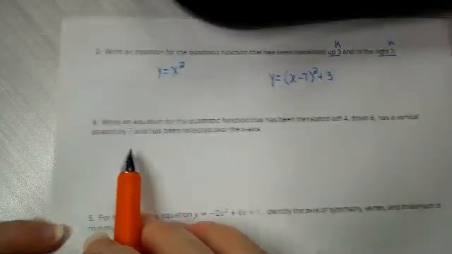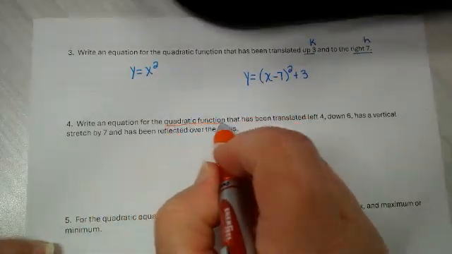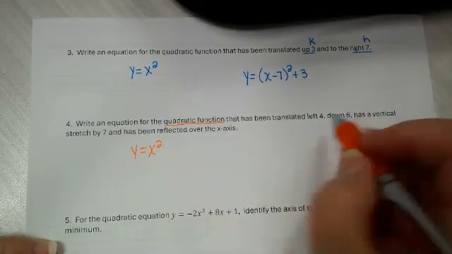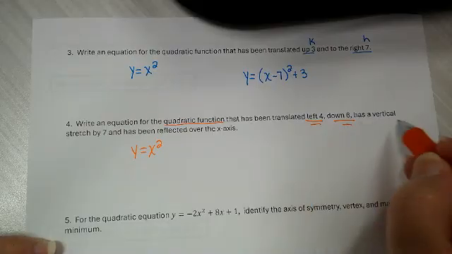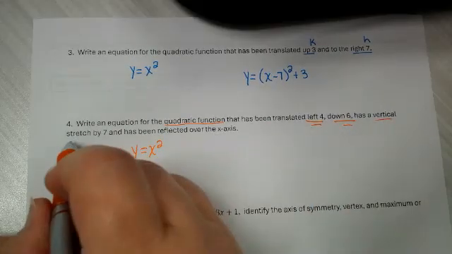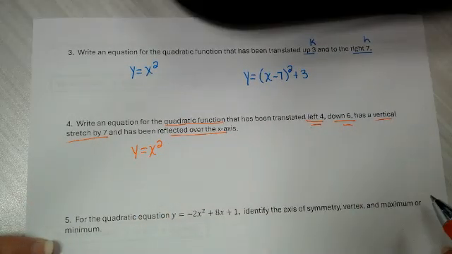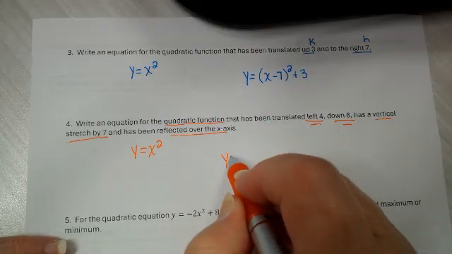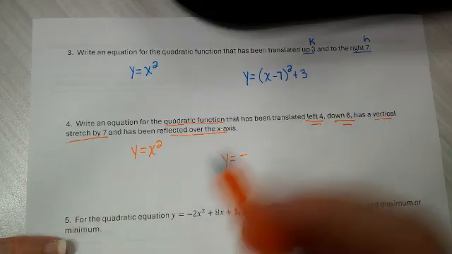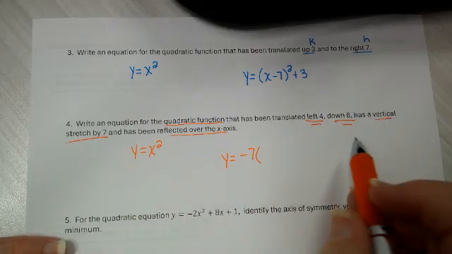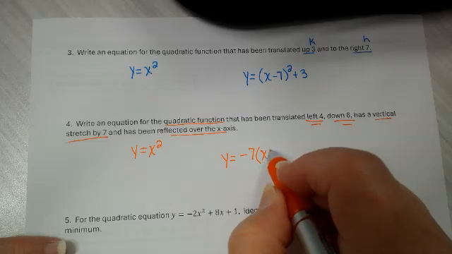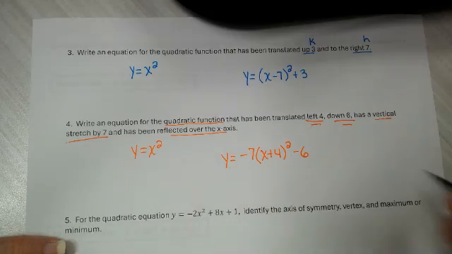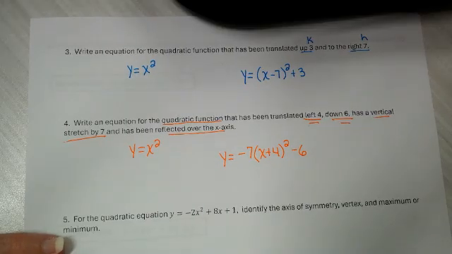Next, we're going to write an equation for the quadratic function. So it's y equals x squared again. Everything in this unit is left 4, down 6, vertical stretch by 7, and a reflection. So the reflection is going to be negative. The vertical stretch is 7. Left 4 is x plus 4, and down 6. And there you have your equation.